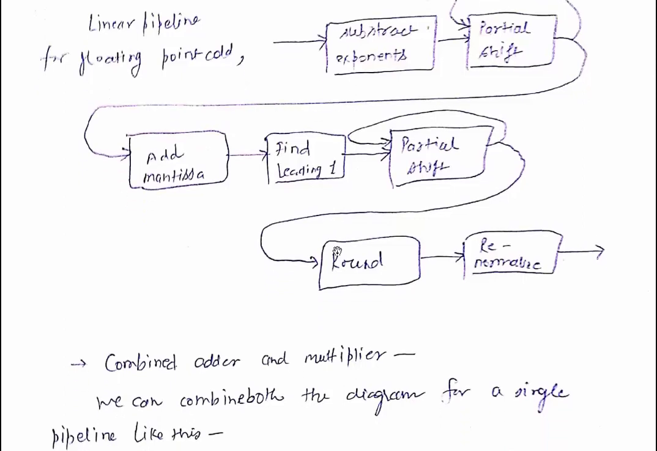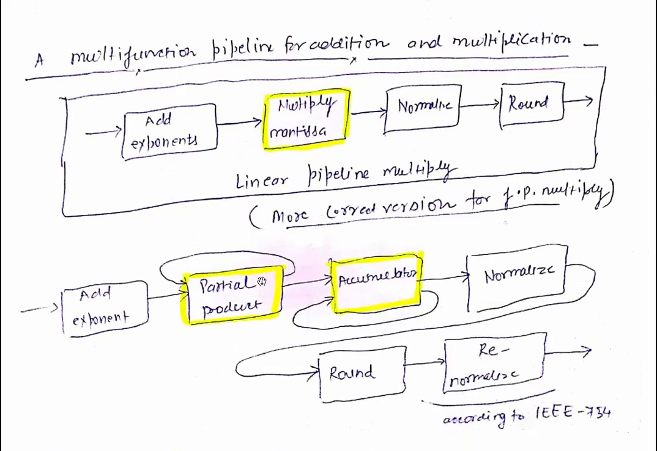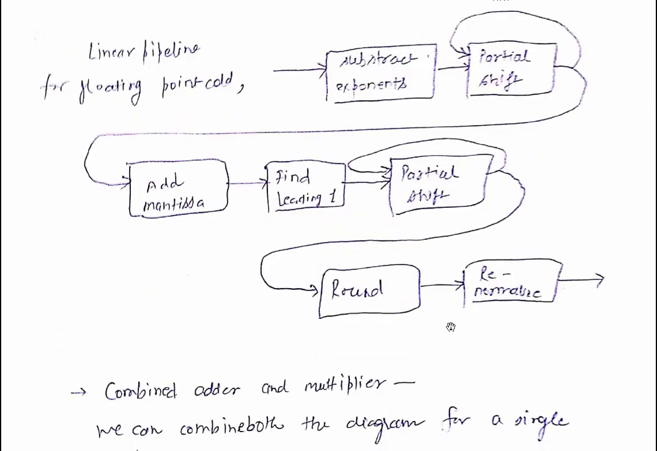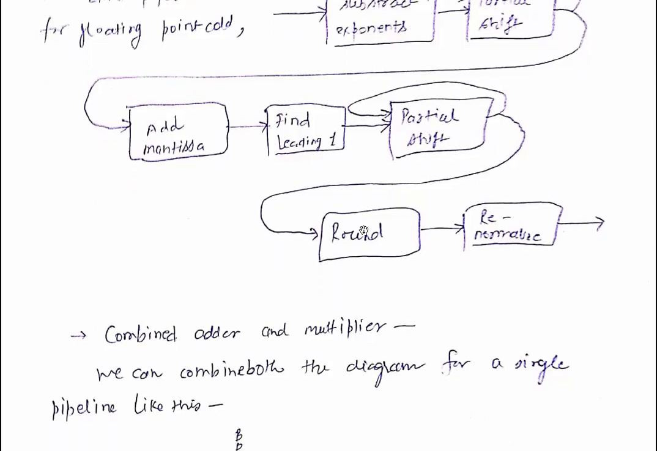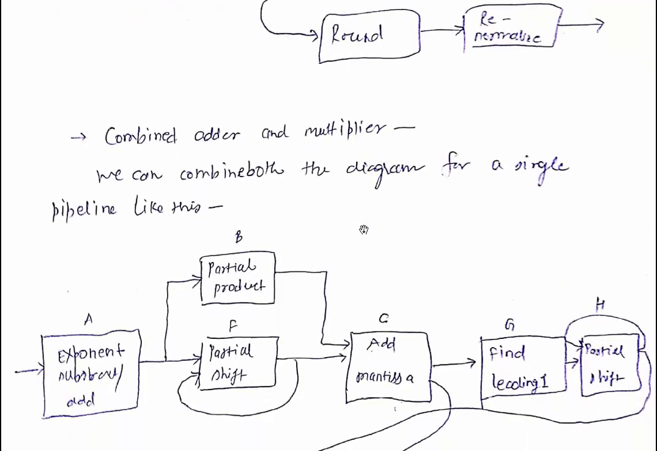Now you have to combine these two pipelines. Subtraction and multiplication we have already seen. This is the linear pipeline for multiplication, and this is our linear pipeline for floating point addition. Now you have to combine these two pipelines. So the combined adder and multiplier would be like this.